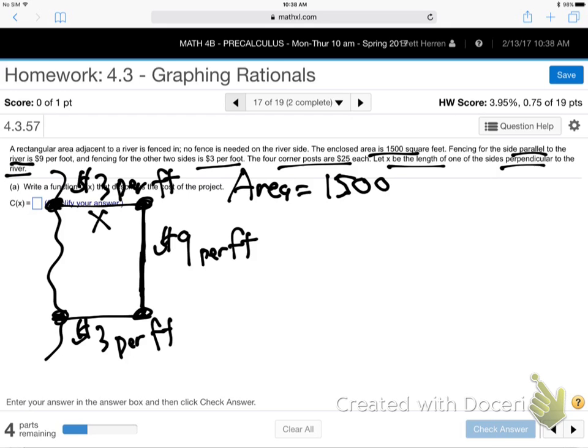So that means this is x and this is x. Those are the sides that run into the river, perpendicular, right? What's the other side? I don't know. Call it y. Whatever. We're just giving it a name, right?